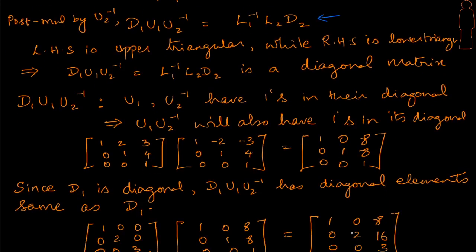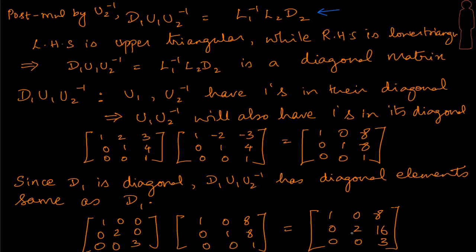So using this property, we will combine what we already know and what we just found. D1 we know is a diagonal matrix. D1 U1 U2 inverse has diagonal elements same as D1. Why would that be? Because the product of U1 and U2 inverse has ones in its diagonal. D1 is diagonal, so D1 times this product, which has ones in its diagonal, will be diagonal, and its diagonal elements have got to be the same as D1 only. Why? Because there are ones on the diagonal of U1 U2 inverse.